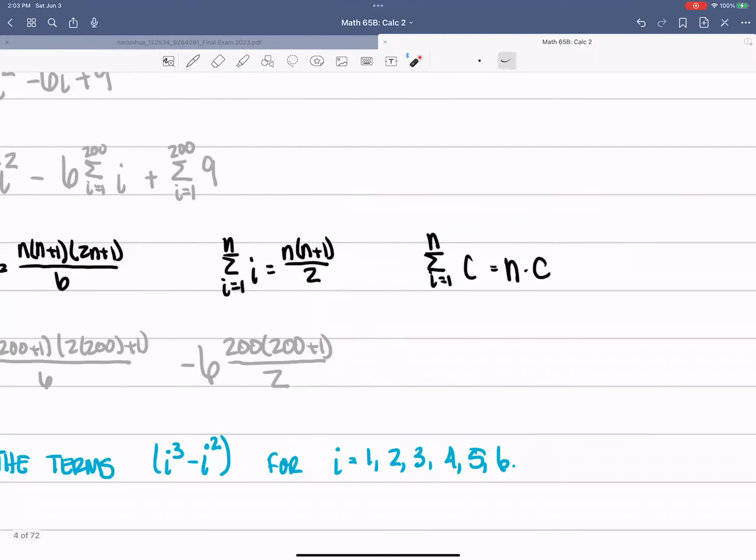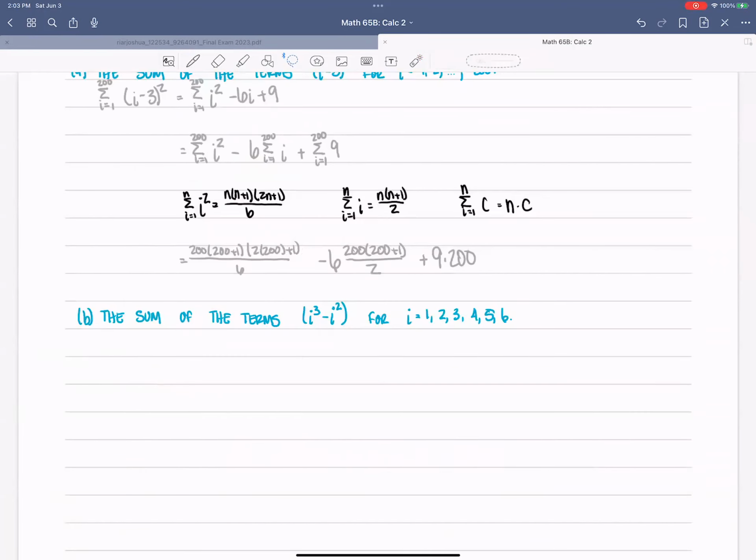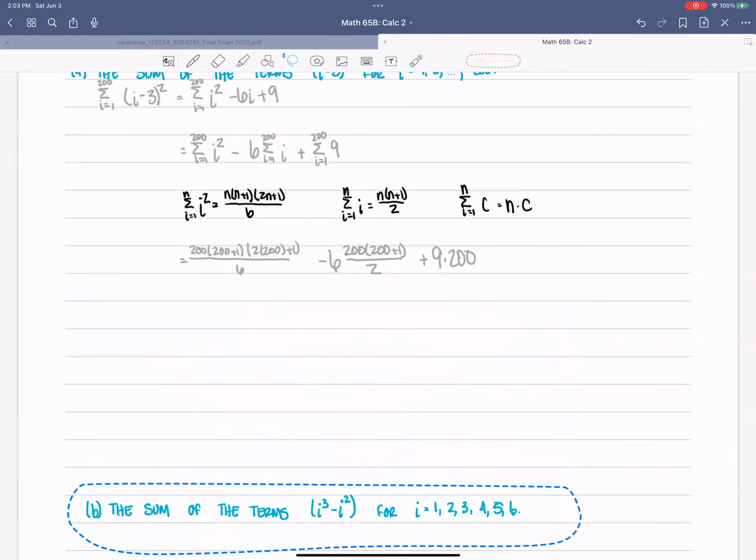And lastly, what we have over here is a constant, or the sum as i goes from 1 to n, the sum as i goes from 1 to 200. So in this case, n is equal to 200. And over here we have c, so in this case, a constant is c. So we have plus 9 times 200. Let's move this down a little bit so we have a little bit more room to work with.